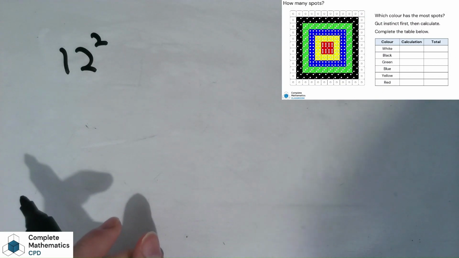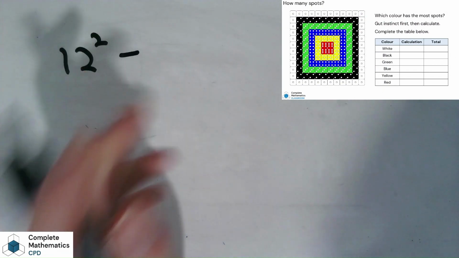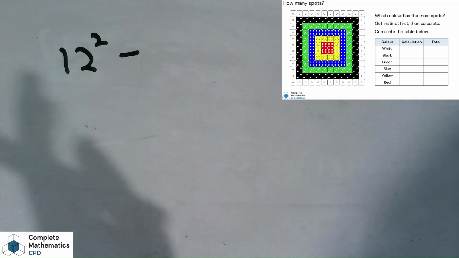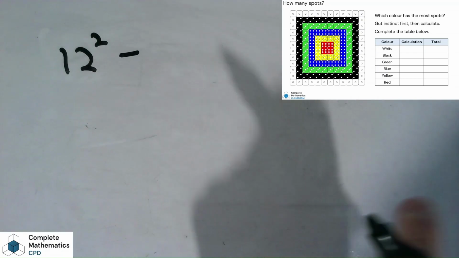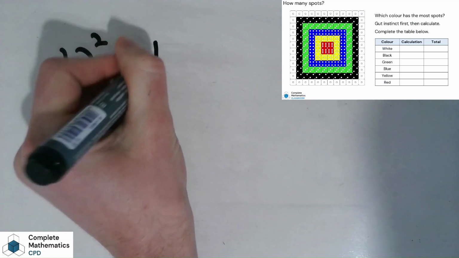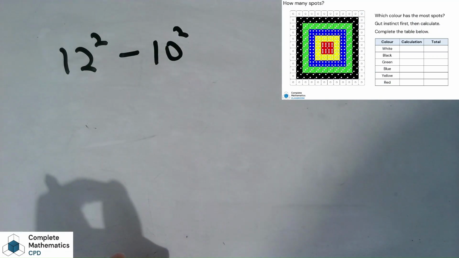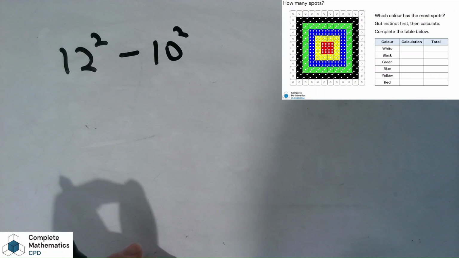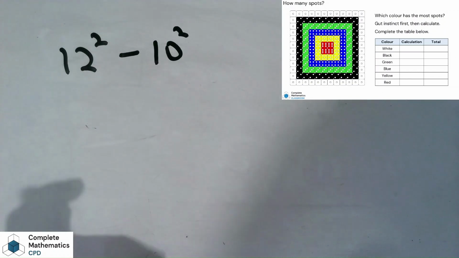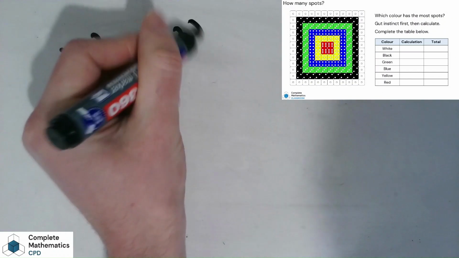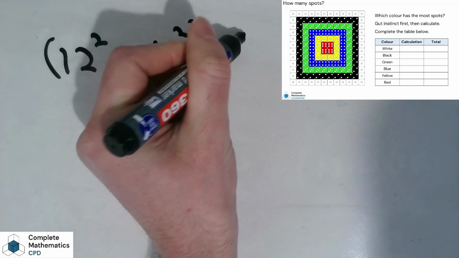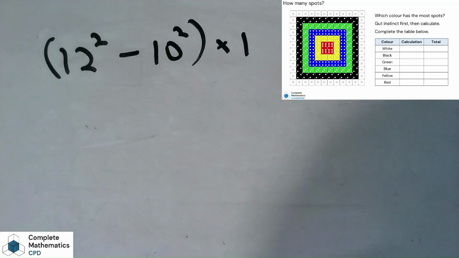Now obviously that's not the case. We need to subtract all those dice in the middle. And those dice, if you have a look, would make a 10 by 10 square. So 12 squared minus 10 squared, which is where the difference of 2 squares comes from, tells us how many white dice there are. You can see 12 squared minus 10 squared is 44, and each one of those is worth 1, which is the same answer as we got before. It's just a different way of calculating it.